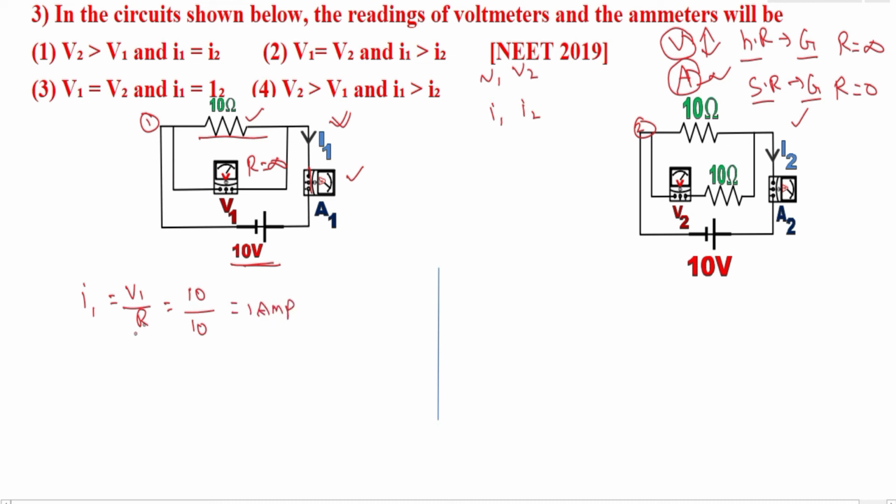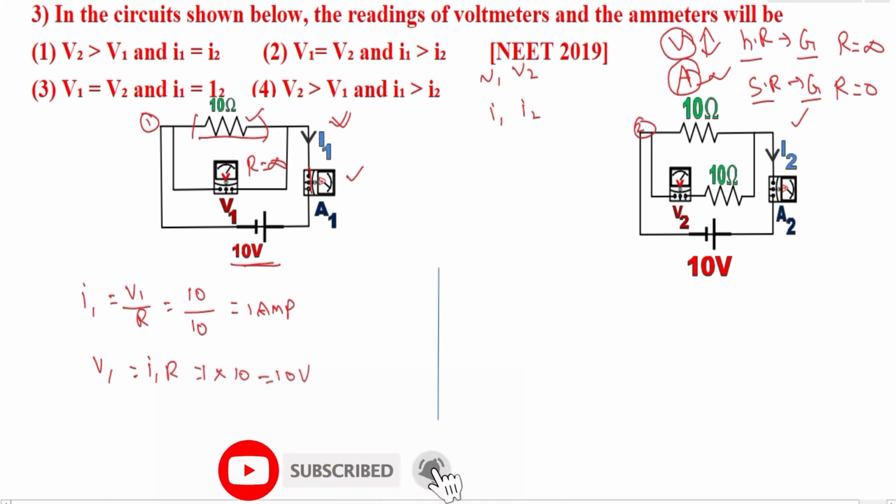Then you have to calculate V1. What is V1? V1 is nothing but the potential developed across this resistor. That is equal to I1 into R, I1 is 1 ampere into resistance is 10, that is equal to 10 volts. So these are the values of current and voltage in first circuit.